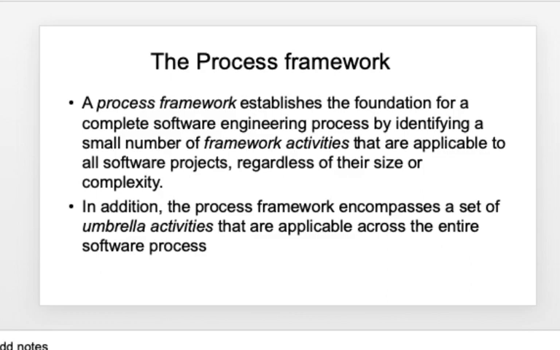So, in order to do this job, we have something called the process framework. The process framework establishes the foundation for a complete software engineering process by identifying a small number of framework activities, and this can be applied irrespective of the size and complexity of the project. In addition, it also consists of a set of umbrella activities that can be applied to the entire software process.